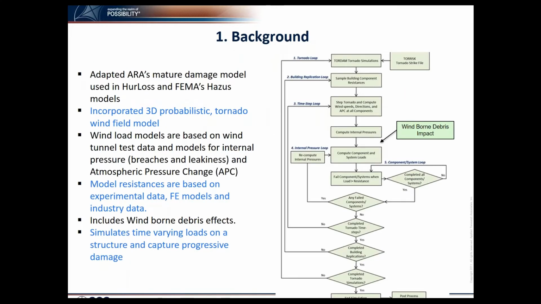So our tornado damage model is basically an adapted version of our mature damage model that we used for hurricane damage, and this is used in FEMA's HAZUS models and other hurricane loss estimation models. So we take that model and we incorporated our tornado wind field model that I discussed earlier, and then we use some improvements of the model to run it as a full functional tornado damage model.